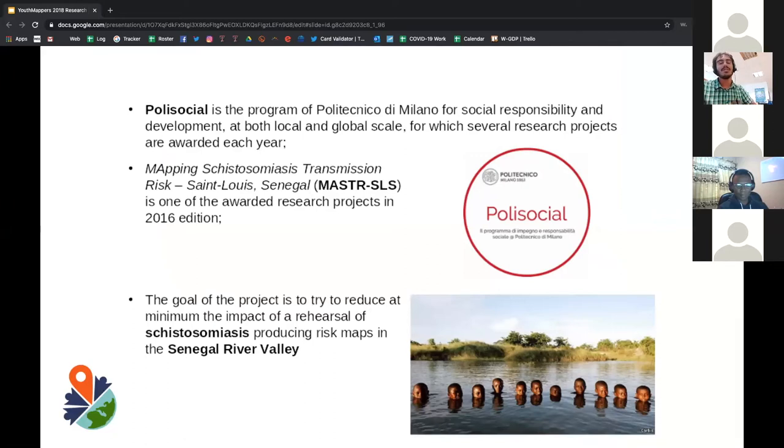So this research project actually is a long story, because the research group working in Politecnico di Milano, led by Professor Renato Casagrandi and Doctor Lorenzo Mari, called Mapping Schistosomiasis Transmission Risk in St. Louis, Senegal, was awarded in 2016 the Polisocial Award, which is an award in my university for social responsibility and development. So the goal of the research project is to try to reduce to a minimum the impact of schistosomiasis transmission, producing risk maps in the Senegal River Valley. And I worked together with Fabio Cattaneo, a colleague of mine, to reach those goals. Next slide.